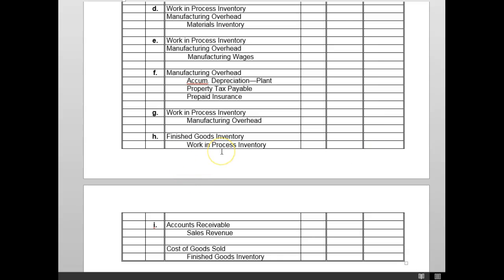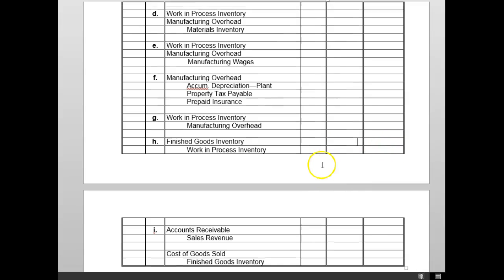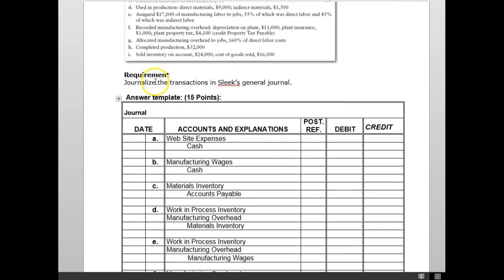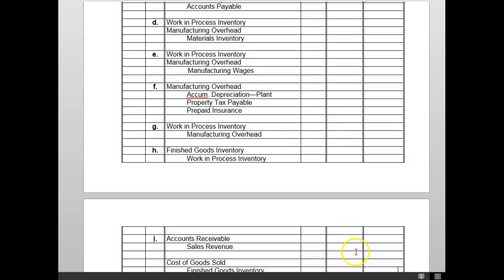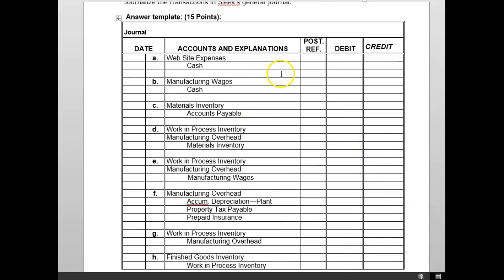So what are we doing? We're taking it out of work in process and putting it into finished goods inventory. So it's just credit here, debit here. And I bet we're going to sell something. And then we sold inventory on account for $24,000, and the cost of goods sold was $16,000. So if we come down here, we're going to get a sales of $24,000. It's going to go into accounts receivable for $24,000, and then we're going to set up the cost of goods sold, and we'll take that out of the inventory. And those are the inventory journal entries that you would have.